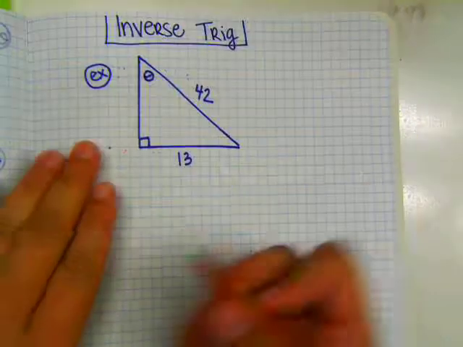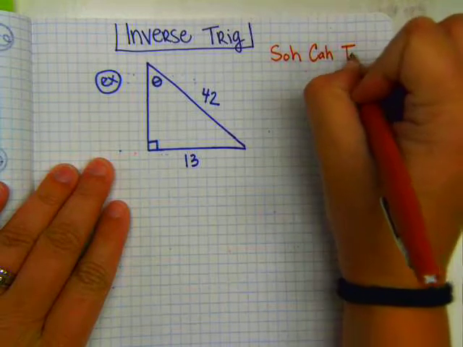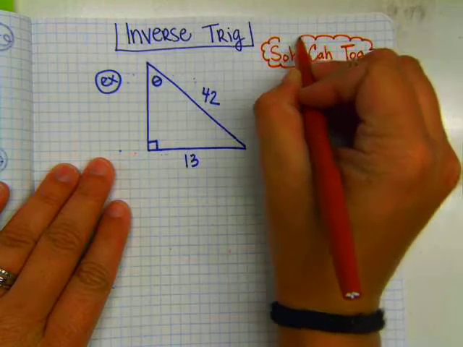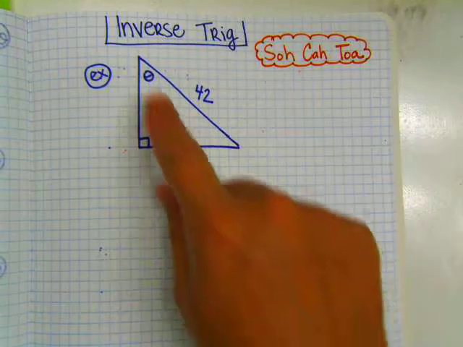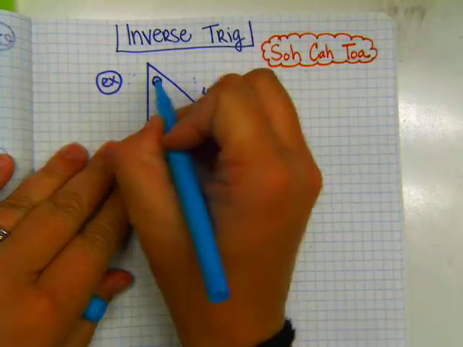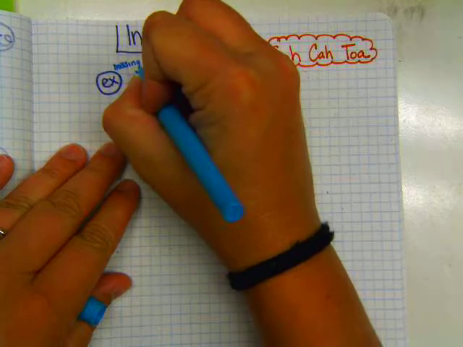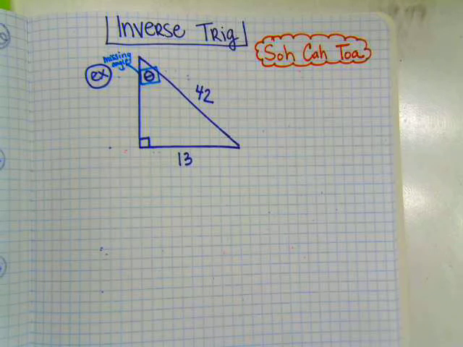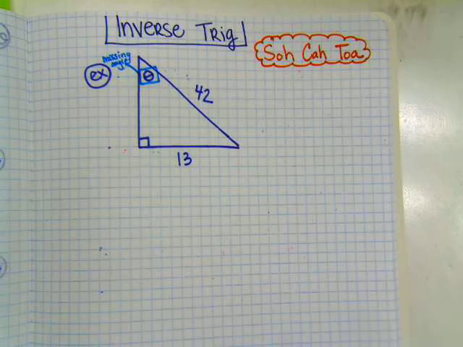SOHCAHTOA does not change, so I'm going to write that again. Okay, this always stays the same. When you're doing regular trig or inverse trig, SOHCAHTOA is always the same. Now, right here, we're missing an angle. So that's what we're trying to find. So the first thing you always do is determine which ratio we are going to use. Are we going to use sine, cosine, tangent? Let's label what we have.